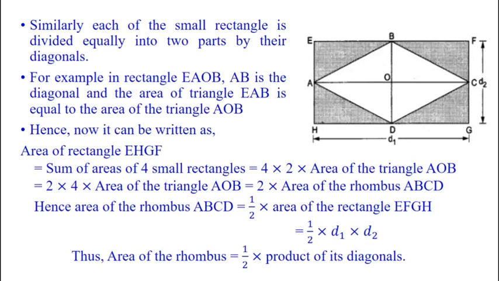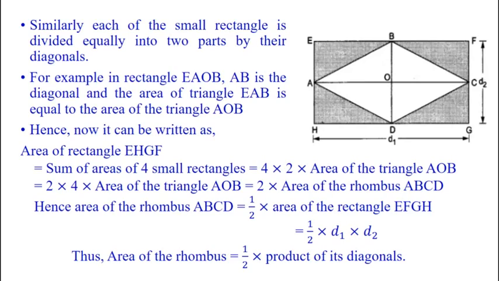the triangle AOB. So, it can be written that the area of rectangle EHGF is equal to the sum of the areas of four small rectangles, that is equal to 4 into 2 into the area of triangle AOB, that is equal to 2 into 4 into the area of triangle AOB, that is equal to 2 into the area of the rhombus ABCD.